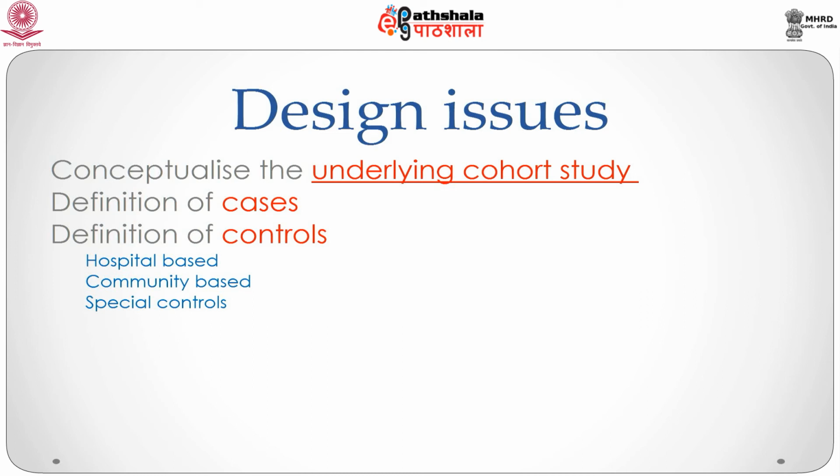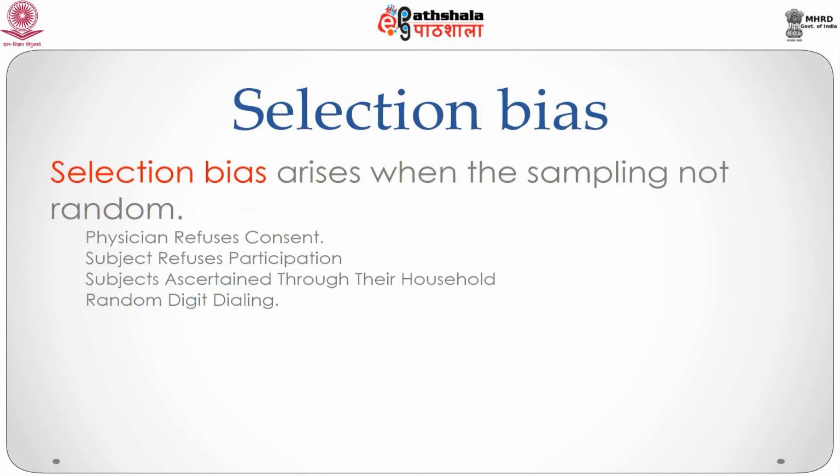We could have special controls consisting of family members of those who are hospitalized or neighbors or twins or so on. None of the methods for selection of controls is completely free from bias, and for more details on this you are referred to the paper on biostatistics in the section on epidemiology. Selection bias is a common feature which case control studies are typically susceptible to. So by selection bias, we are referring to the underlying cohort study and selection bias occurs when selection from this underlying cohort is not random.